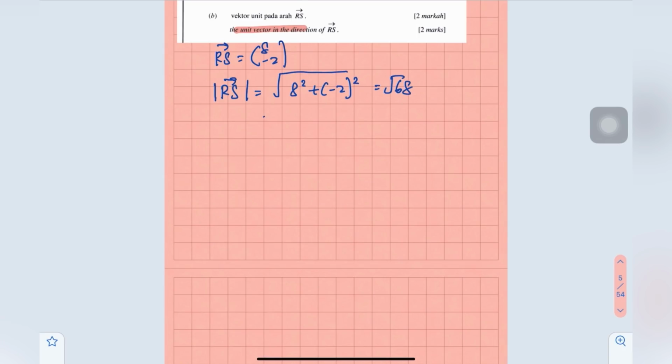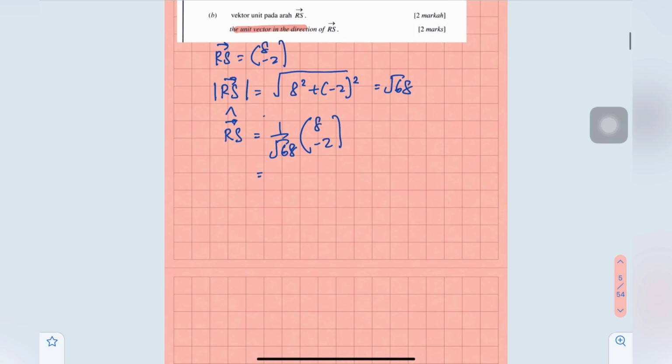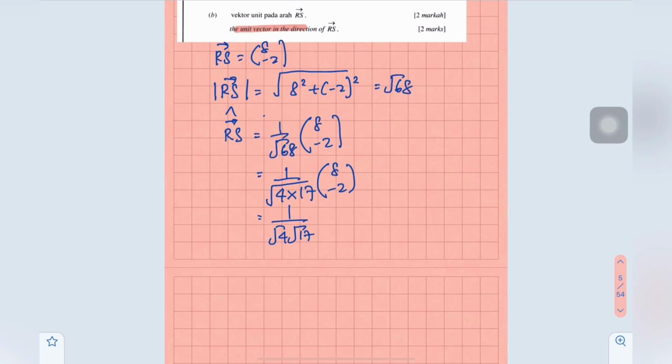Okay, lepas tu nak cari unit vector. So, 1 over magnitude darab vektor tersebut is 8, negative 2. Okay, tapi yang ni tak simplest, you all kena simplify. Okay, siapa yang ada calculator kelas Swiss memang boleh. Dia boleh tolong simplifykan. Jadi siapa yang tak ada tu you all kena simplify sendirilah. Clue dia dekat sini 68, you all kena cari product of perfect square. 68 is perfect square 4 darab 17.